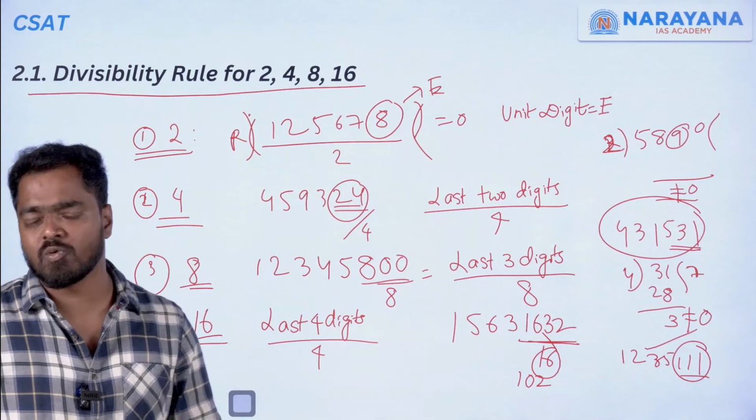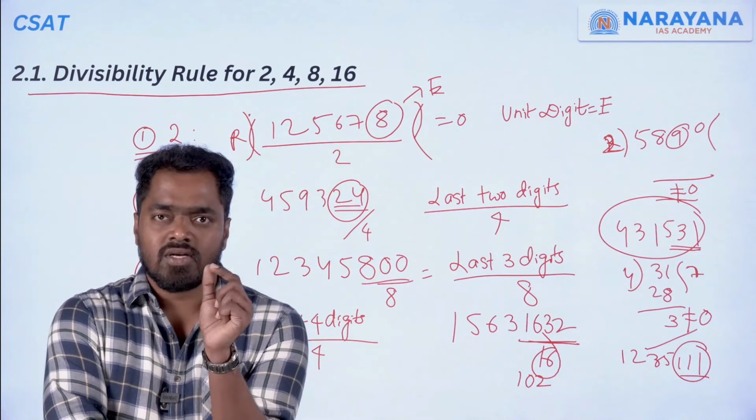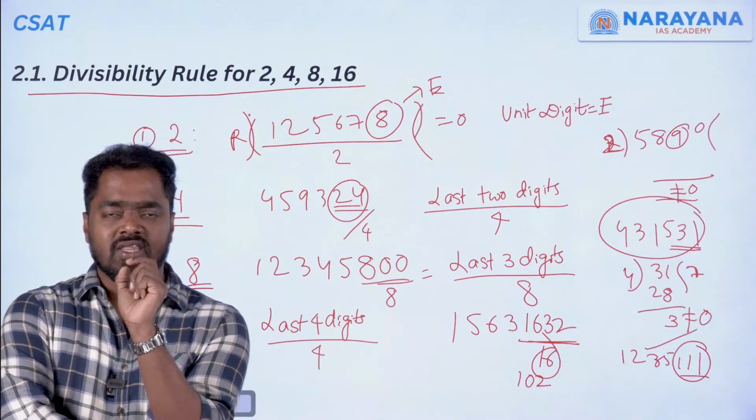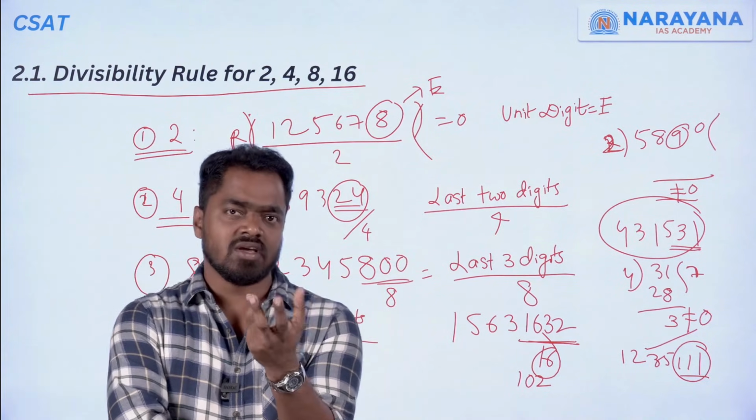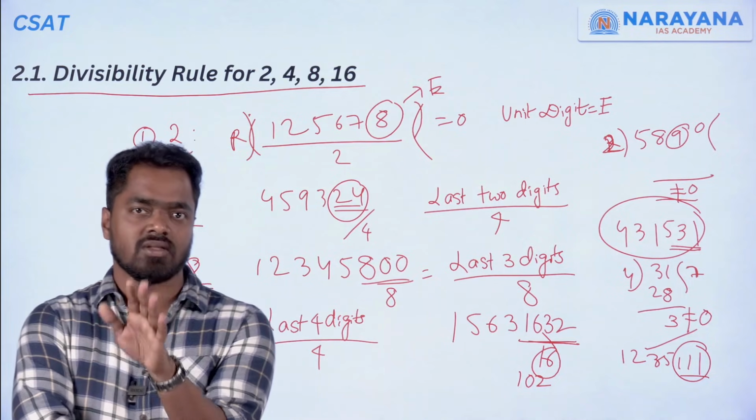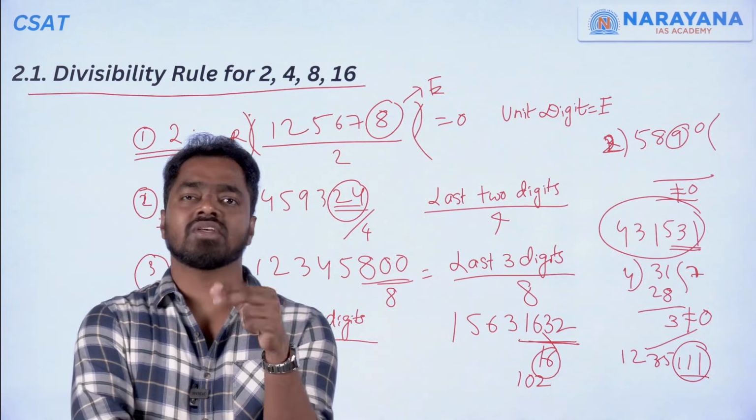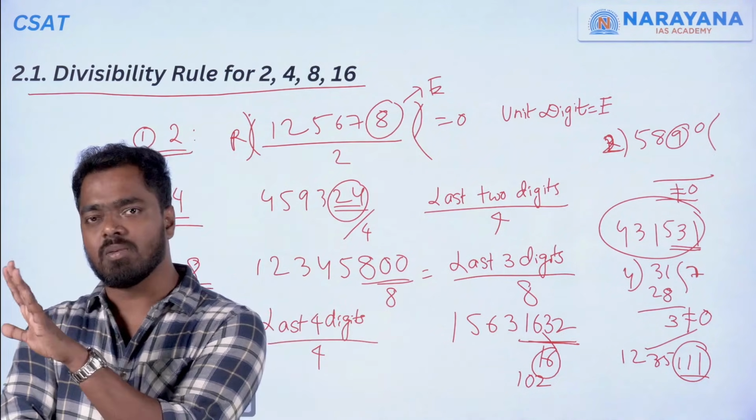So what are the rules for 2, 4, 8, 16? For 2, take the unit digit, whether it is divisible by 2 or not. That means if the unit digit is an even number, that number is divisible by 2. If it is an odd number, it is not divisible by 2.